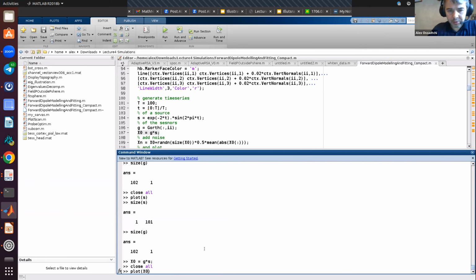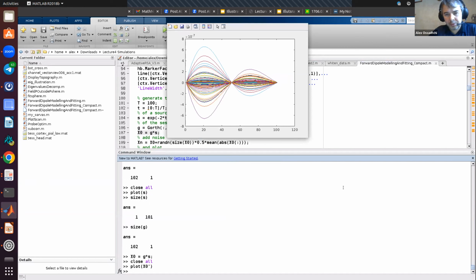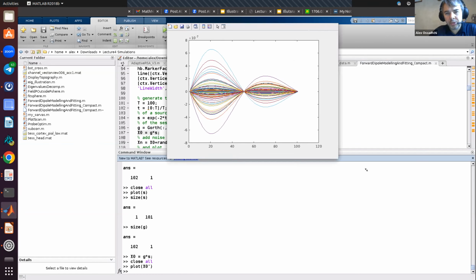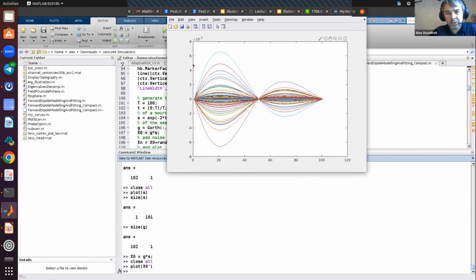If we do this, okay. So this is something you have probably already seen with Dasha. You basically have 102 traces of different color. Each color corresponds to a channel.